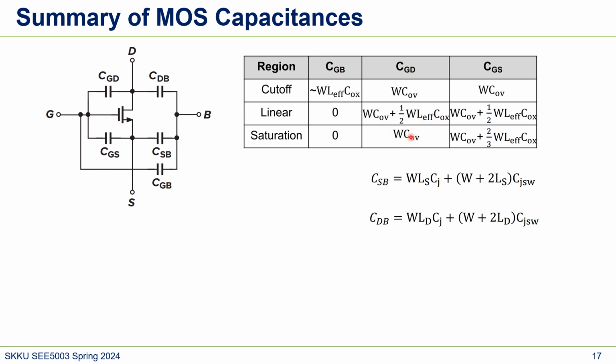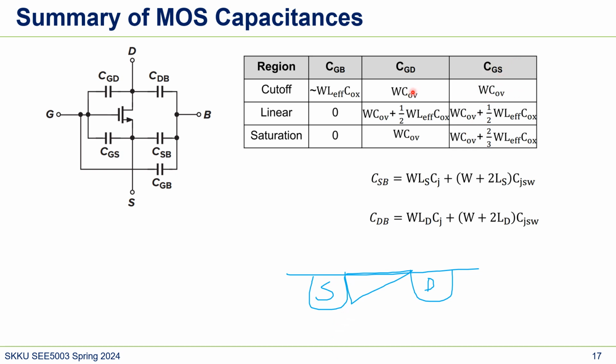But in saturation, the gate-to-drain capacitor doesn't see any extra gate-channel capacitance, because of the asymmetric shape of the channel. Because the channel looks like this, and here is the drain, and here is the source. You see that the gate doesn't see any channel, so in the saturation region the gate has just this overlap capacitance. But for CGS, it's different.